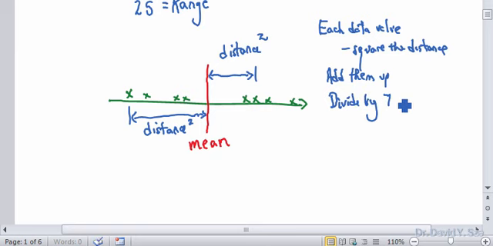Why do we average them with a 7 instead of 8? That's a more complicated theoretical statistics question, and we're not going to look at that at all. When we divide, this kind of is an average square distance.